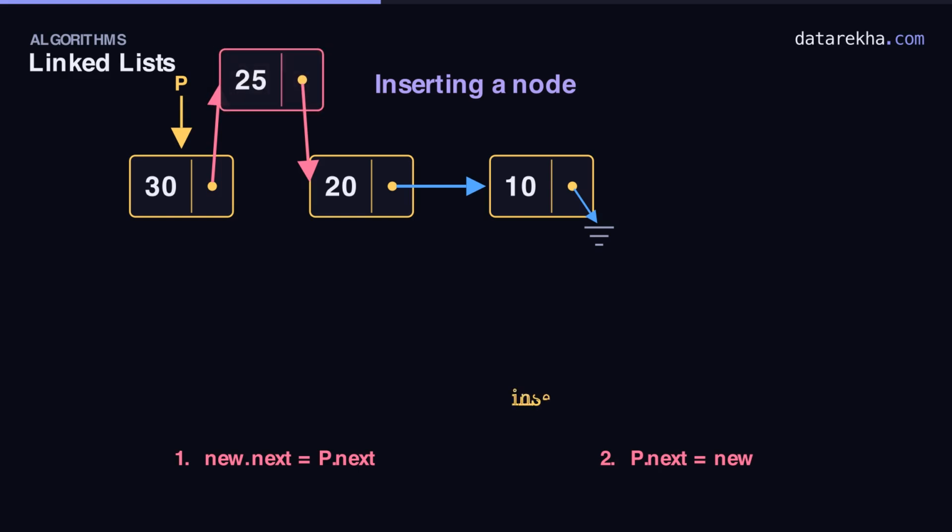Read the chain now. 30, 25, 20, 10. The new node slid in with just two pointer edits. Order 1, given the node. That order matters. Aim the newcomer forward before you redirect p, or you'd snap the link to the rest of the list.